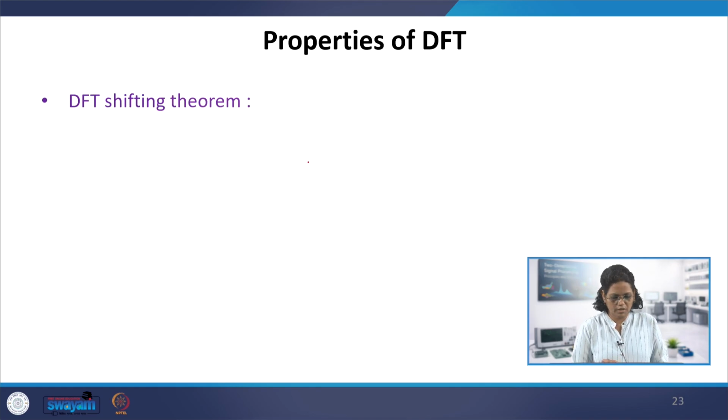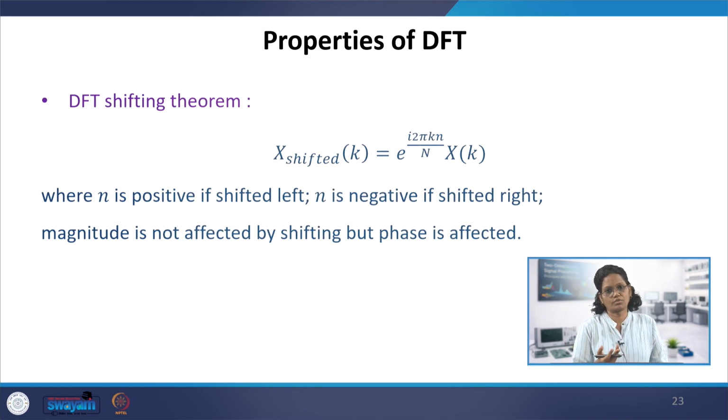The shifting theorem is very much useful. That is one of the properties. If you know the DFT of the sequence x of n, that is x of k, and you shift it left or right, x of n plus 3, or n plus k, or n minus k, depending on the shifting, then the DFT of the shifted sequence needs to be multiplied by e power j 2 pi k n by N with the known DFT of the unshifted sequence x of n. So the shifted sequence's DFT is x of k times e power j 2 pi k n by N.